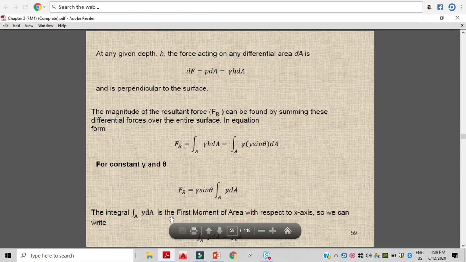y dA is the first moment of area with respect to the x-axis. So we can write down the integration of y dA over area is equal to yC A. This is the first moment of area and we can write it in this form. So we are replacing the integration of y dA over area with yC A.